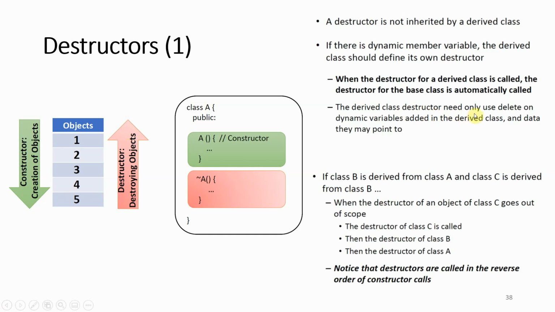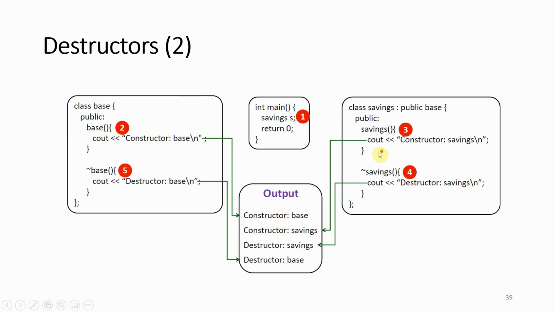The derived class destructor only needs to delete the dynamic variables added in the derived class and data that they may point to. This is going to be more explicit, more clear, if you use this example. Here, class base has a default constructor and a destructor. Class savings, which is derived from class base, also has a default constructor and a destructor.